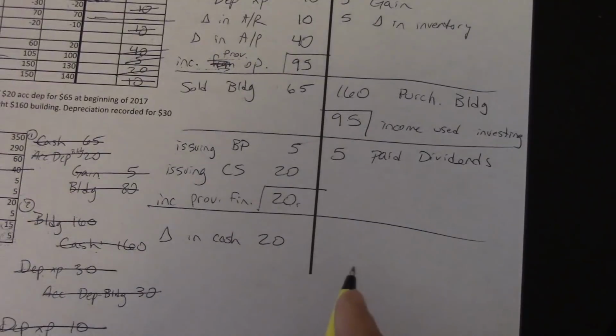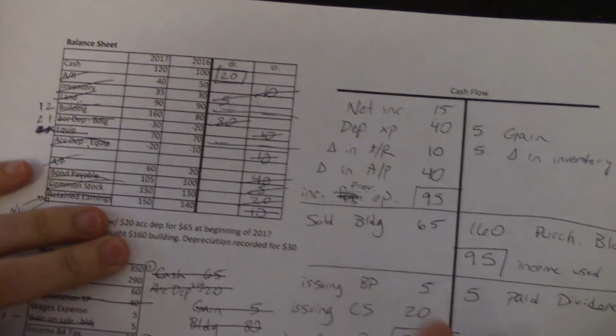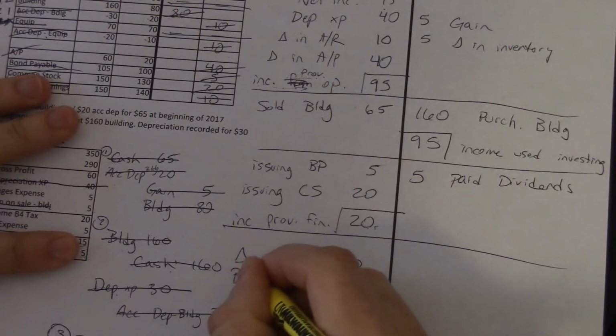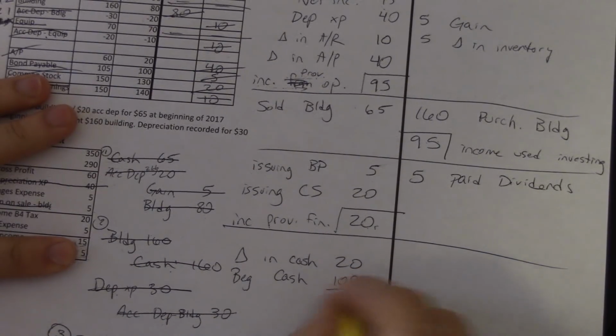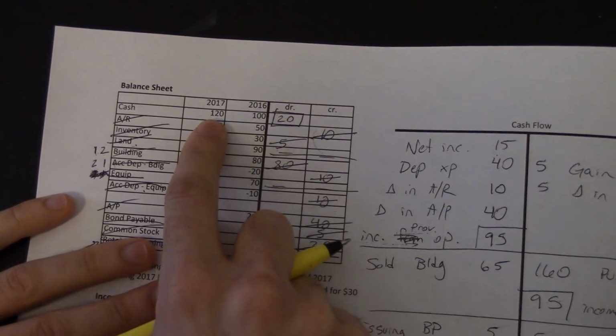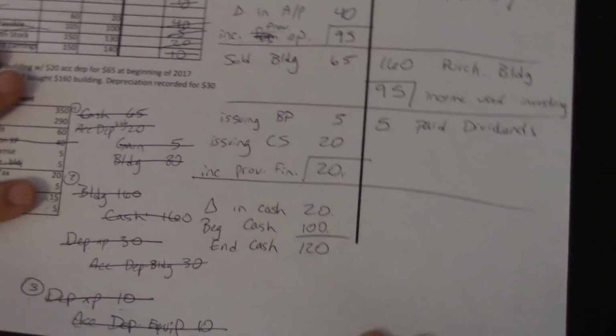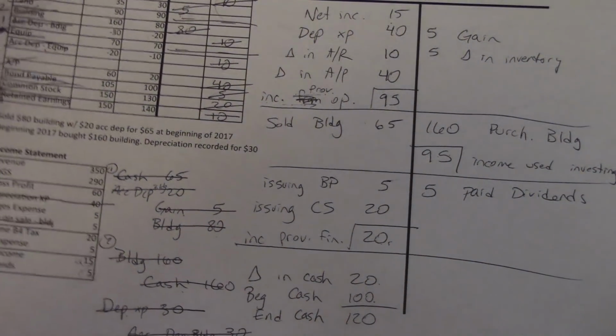Change in cash. And it's a positive number because it's a debit number. And that explains our $20 increase on the balance sheet. To further illustrate this, we can take our beginning cash amount in 2016, which was 100. 100 plus 20 equals 120, which should be our ending cash, which is exactly what our balance sheet shows. So there we go. There's the cash flow statement for question number 1.